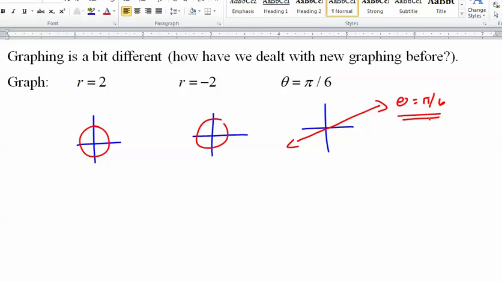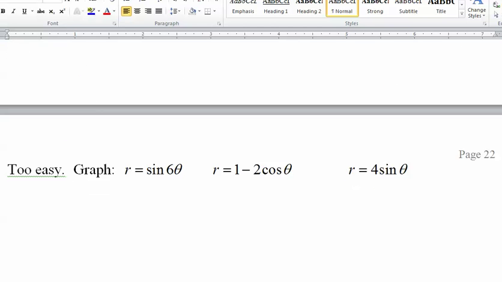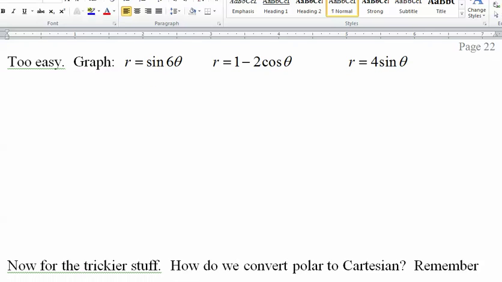All right, and we've dealt with graphing before. Throw it in your calculator. In general, on the AP exam, they are not going to ask for a very challenging graph that you'd have to know how to do without a calculator. Polar coordinates is really built for a calculator. So let's take a look at these.